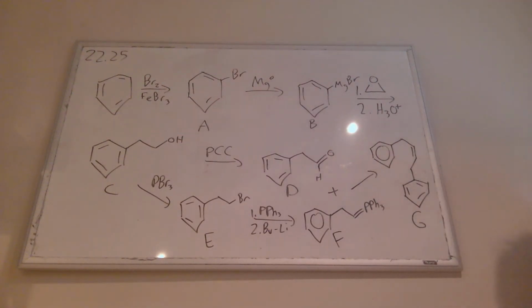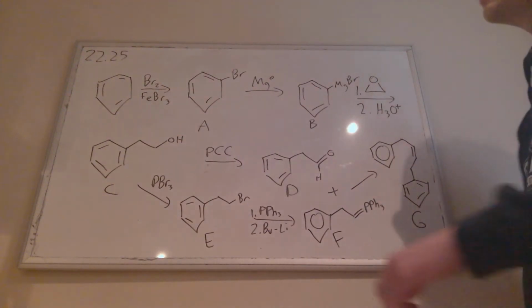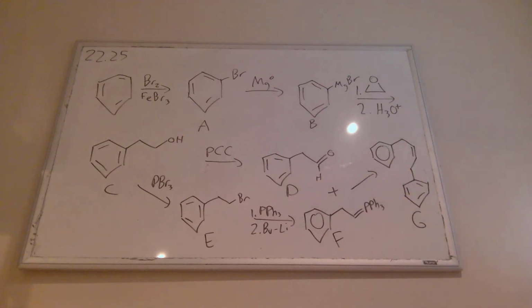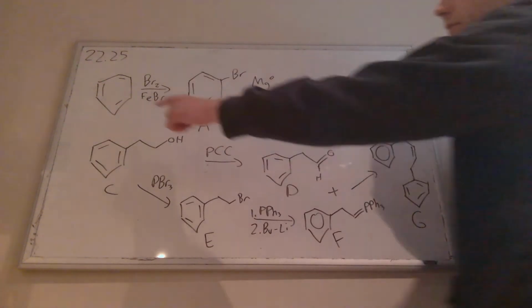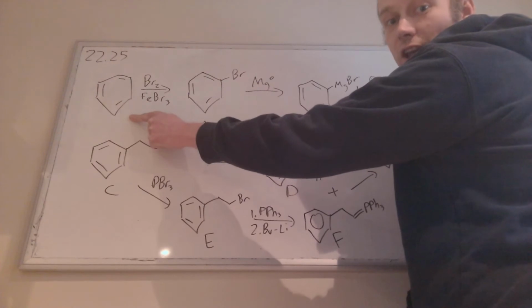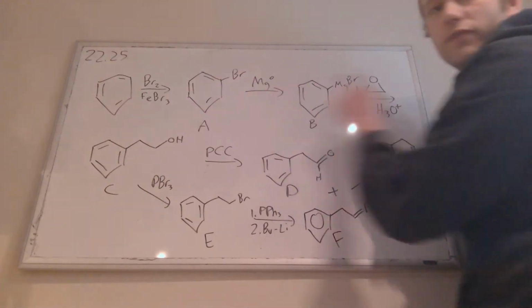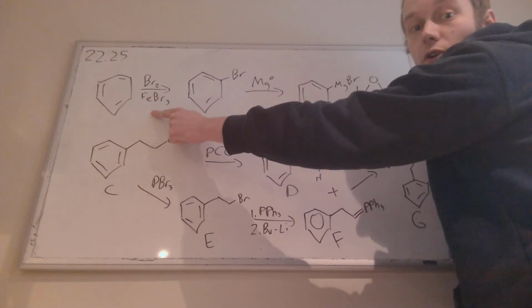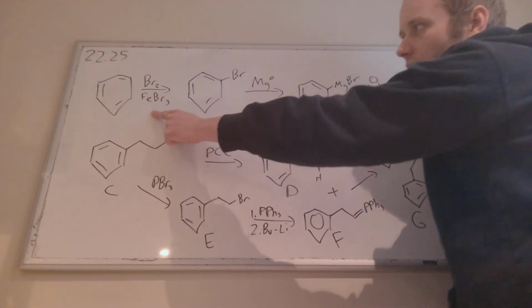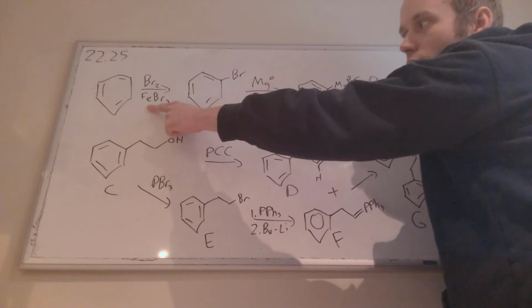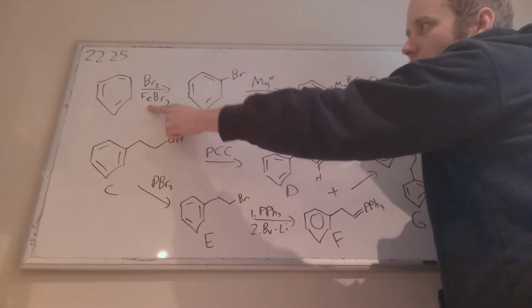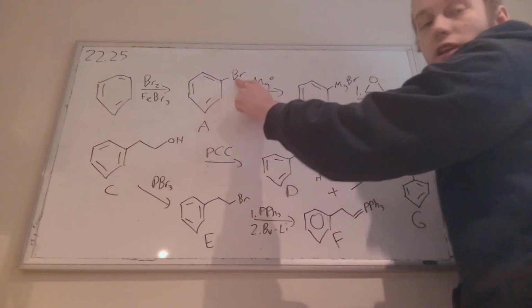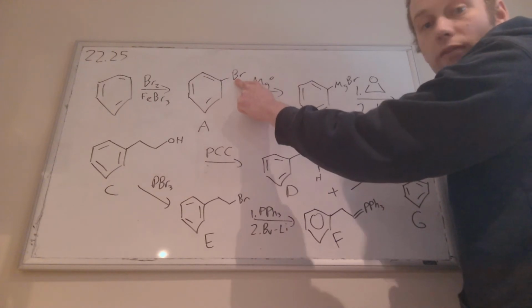Okay, so we also had a question on 2225. 2225 is a synthesis problem where we have the initial starting material set out and then the conditions between each of the places. The first set of conditions is the conditions for bromination of an aromatic, and so we see that Br2 and FeBr3 together work to install bromine at any position on the ring since they're all equivalent.